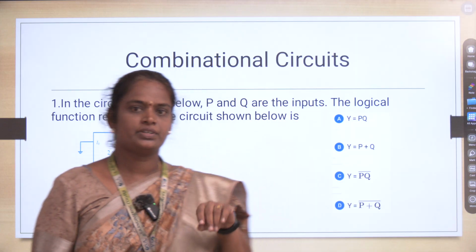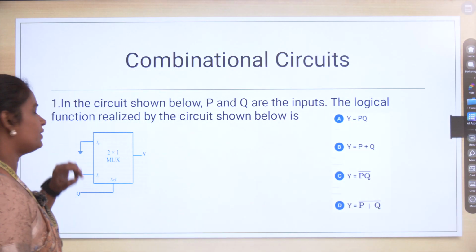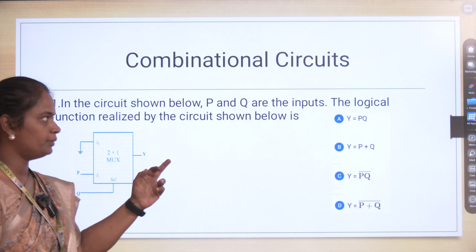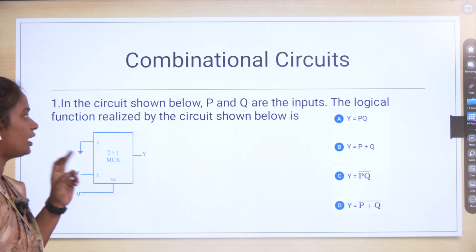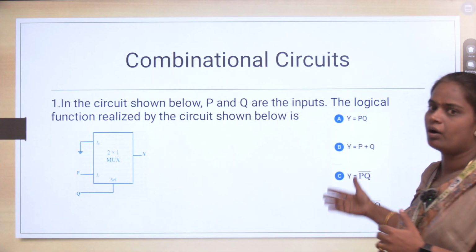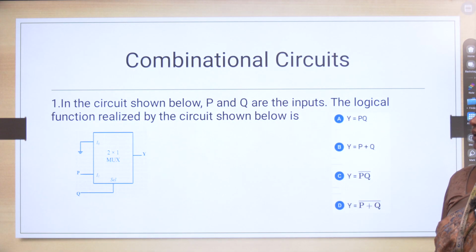Okay, this is the first problem we are going to discuss. I will read out the problem. In the circuit shown below, P and Q are the inputs. The logical function realized by the circuit shown below is. Here there is a list of options. We have to choose the correct option.